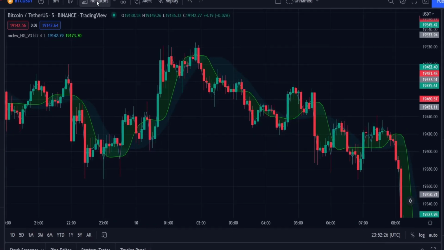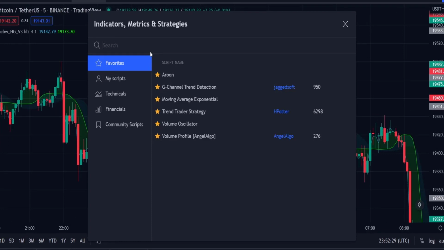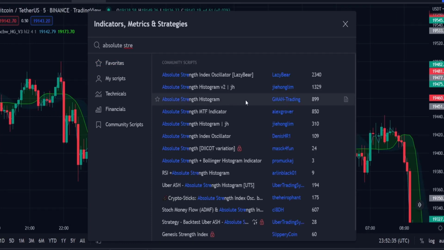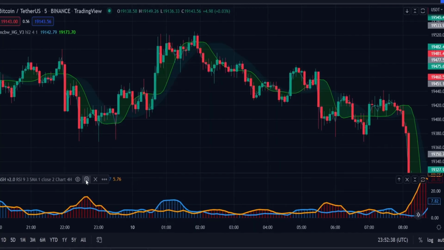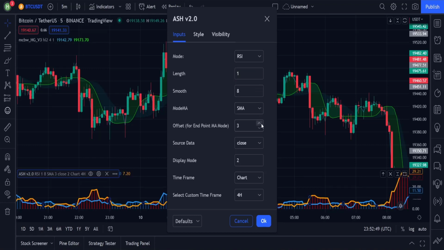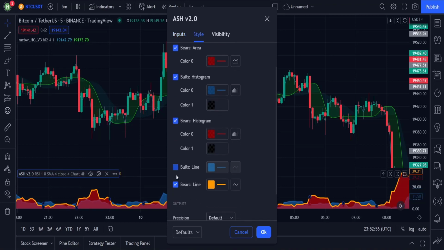Okay, now let's add the second indicator to the chart. We're going to be searching for absolute strength histogram. This indicator by G-Man Trading. The next step will be to access its settings and set the length to 1. And we'll change the smooth to 8. The offset to 4, and the display mode to 4 as well. In the style section, let's uncheck these 2 lines.